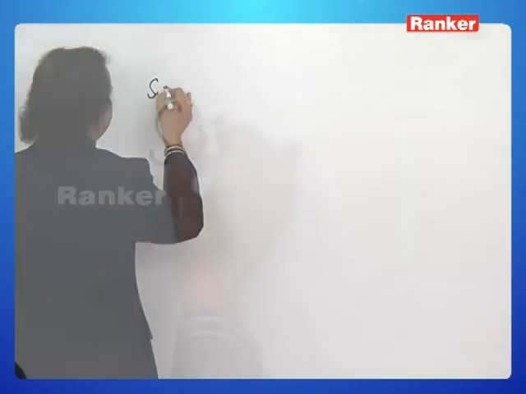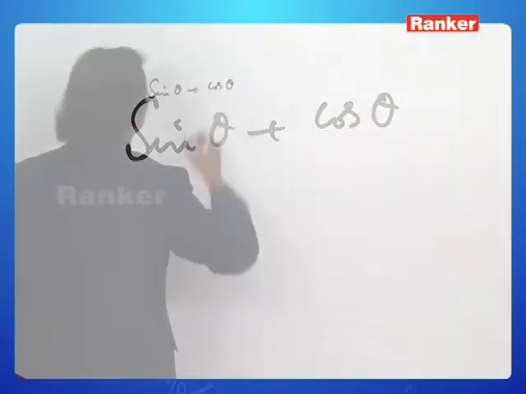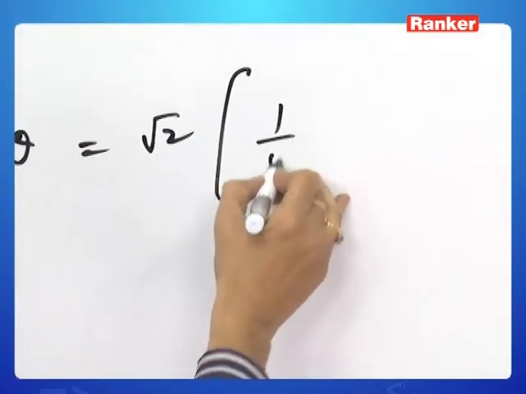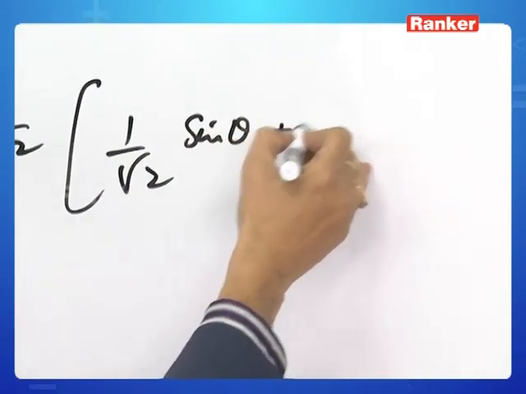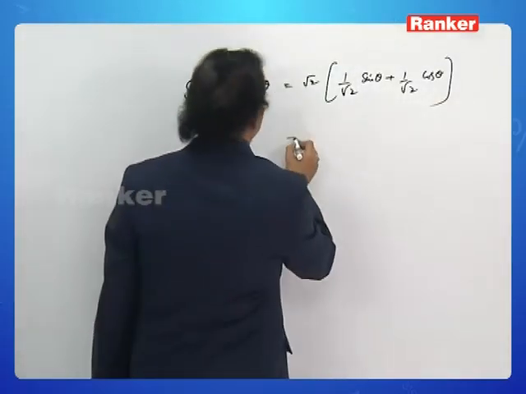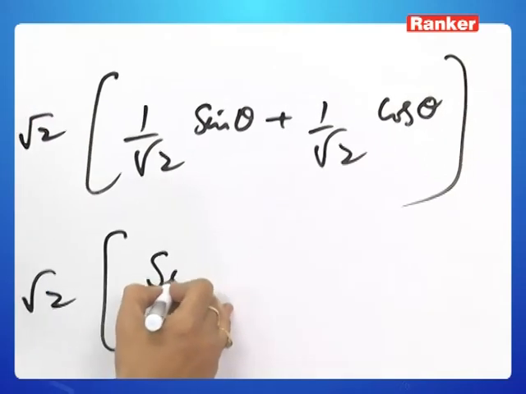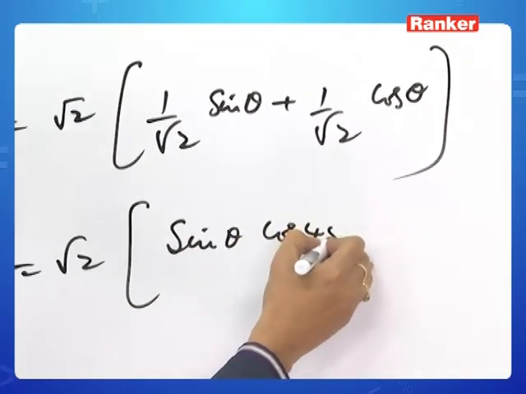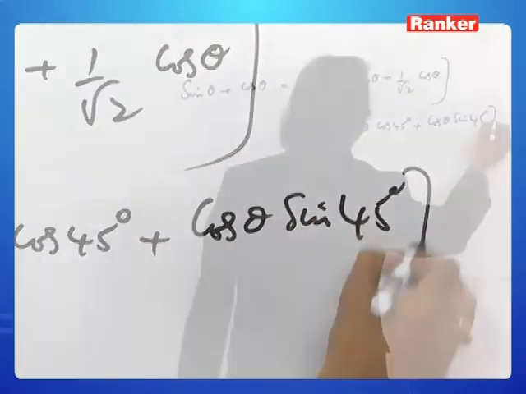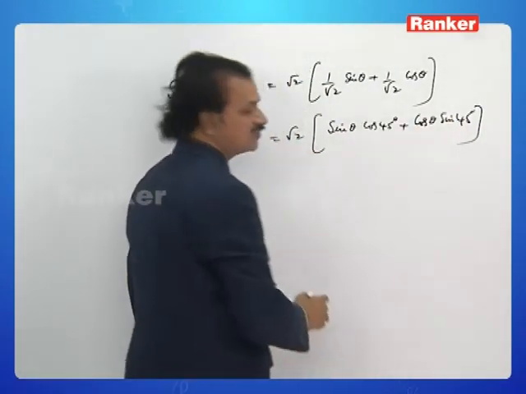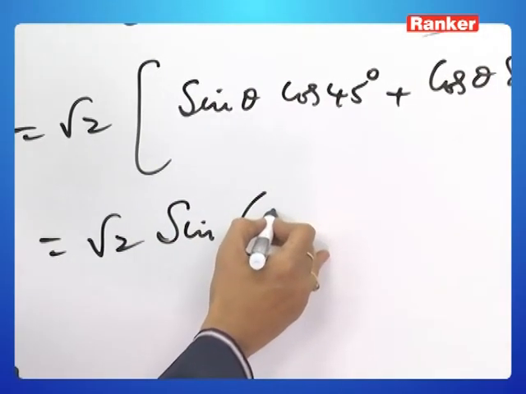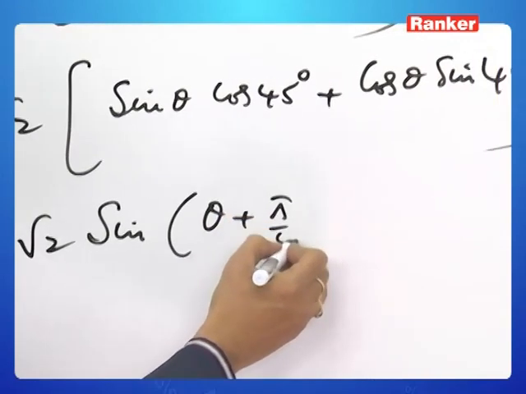Suppose you have sin theta plus cos theta. This can be taken as root 2 into 1 by root 2 sin theta plus 1 by root 2 cos theta. This is equal to root 2 into sin theta cos 45 plus cos theta sin 45. Sin A cos B plus cos A sin B. What is that? Sin of A plus B. That is sin of theta plus pi by 4.